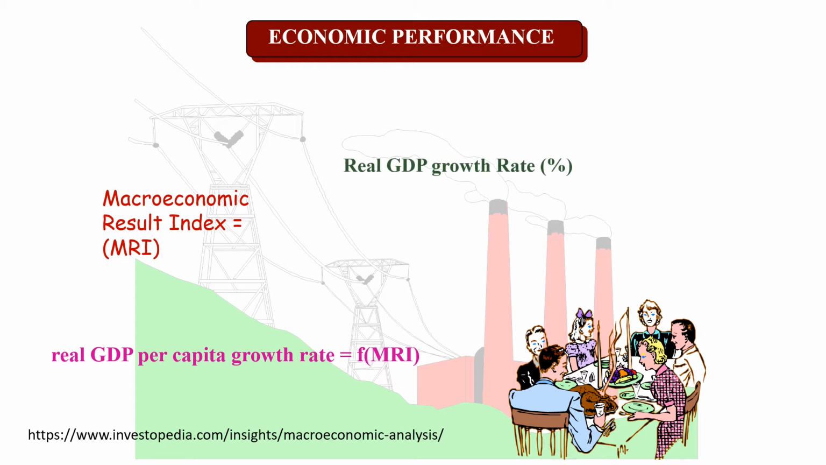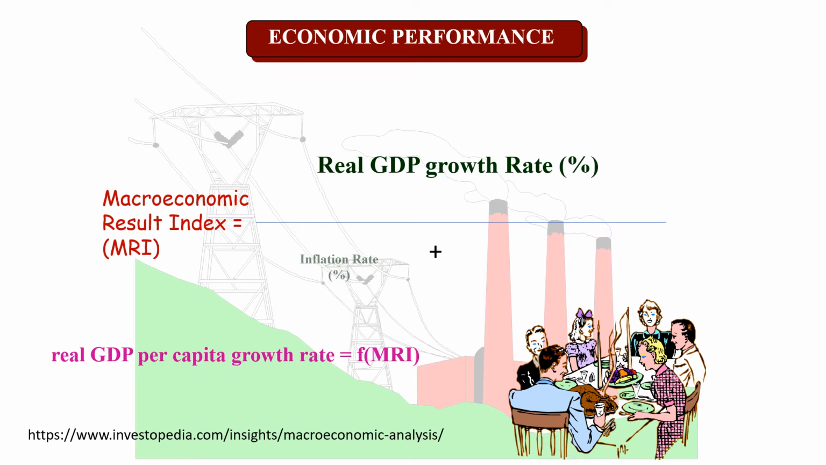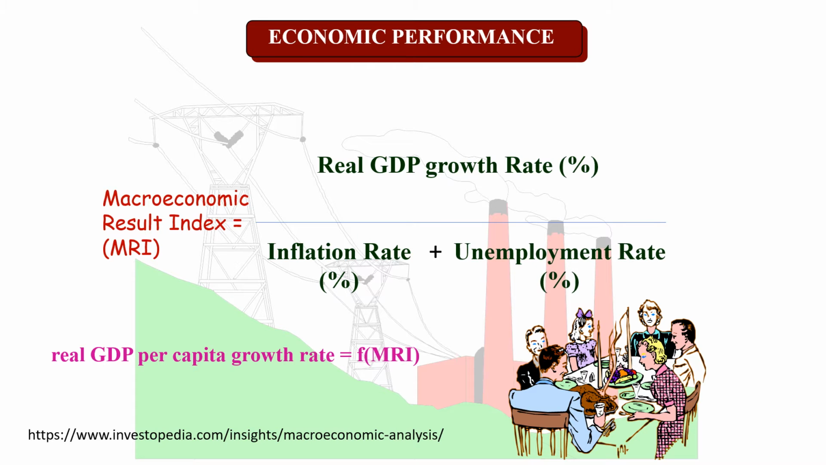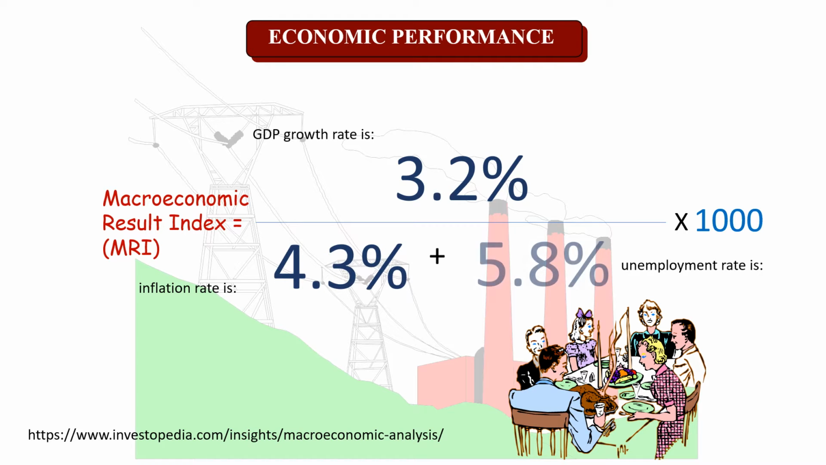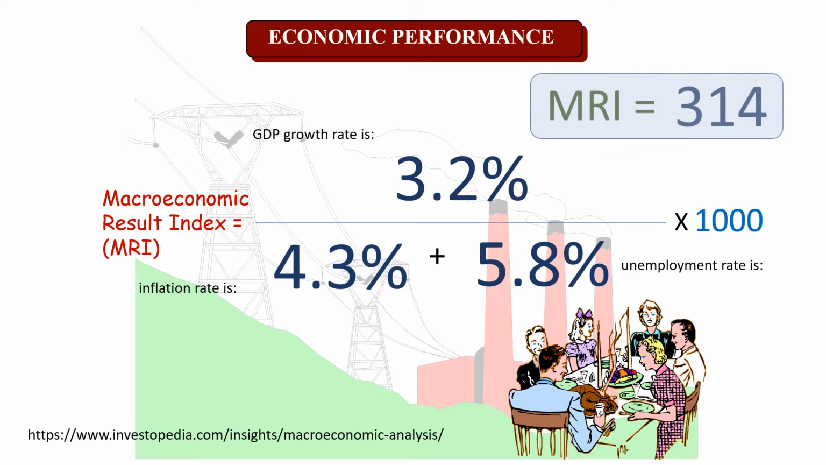Okay, let's see the formula. The MRI is equal to the real GDP growth rate divided by inflation rate plus unemployment rate, times 1,000. And here is a numerical example. A regular economy should have some numbers like this, and the result should be the MRI equal to 314.